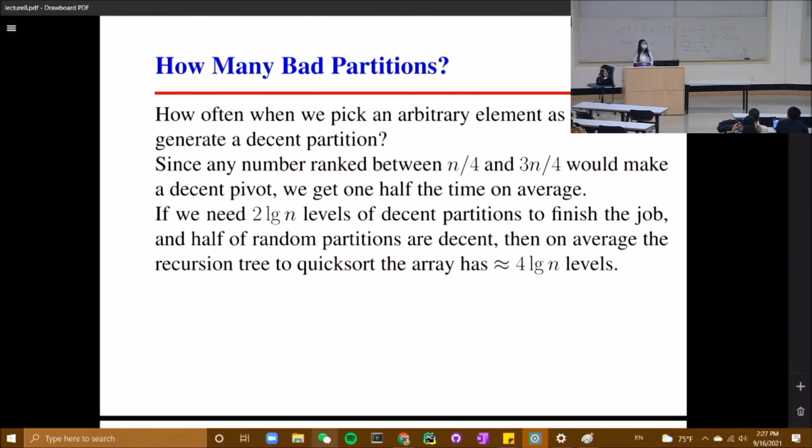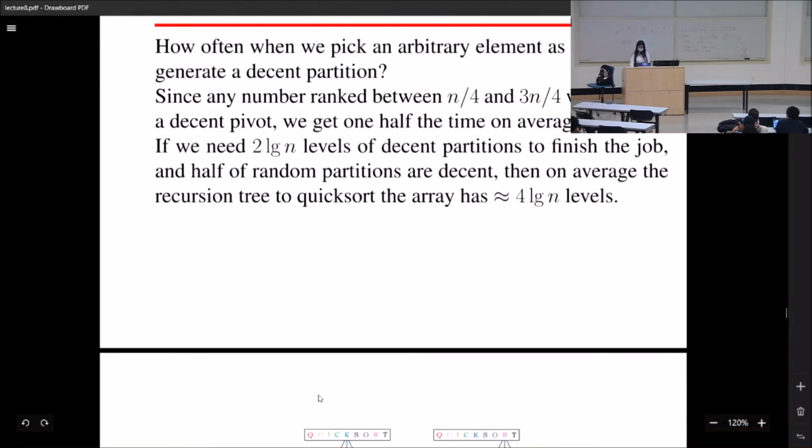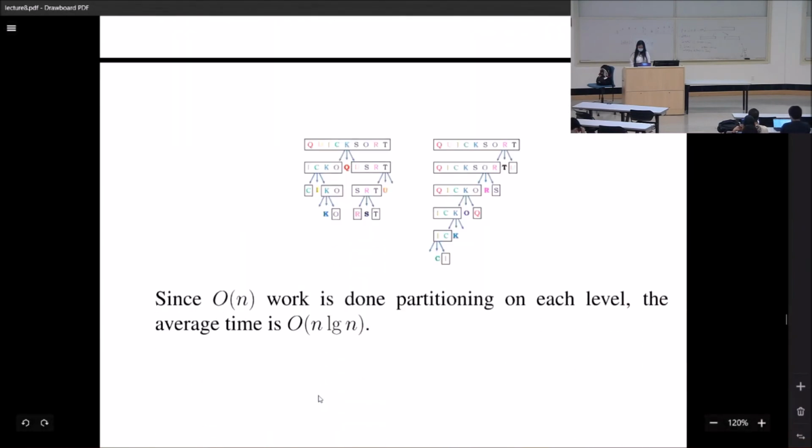Okay? Do you have any questions? Okay. So this O of n work is done by partitioning on each level. So the average time will be n log n, as it is n times the height of the tree, which is log n. Okay? If there is any part that you are confused about or need more explanation on, it's okay to ask.